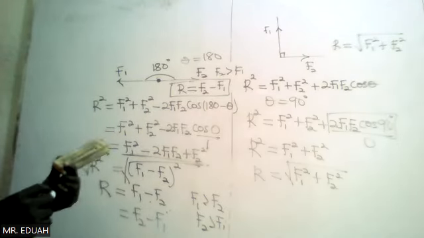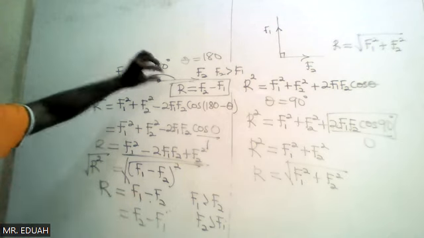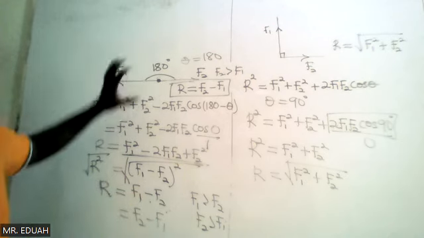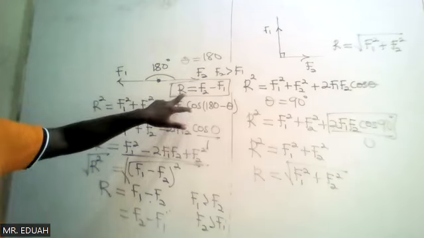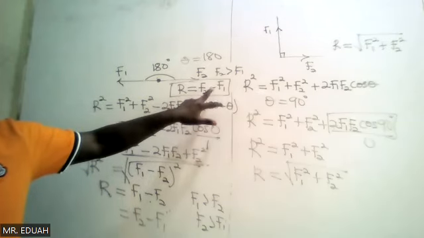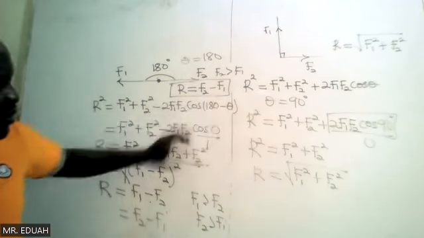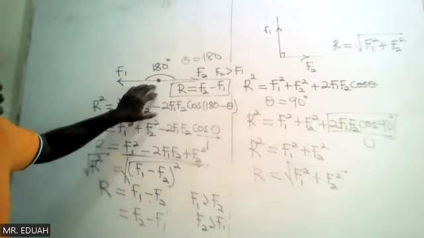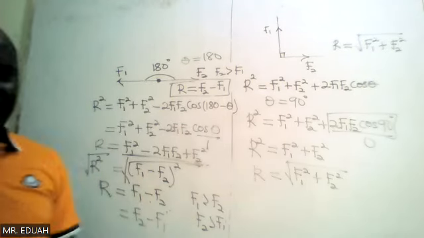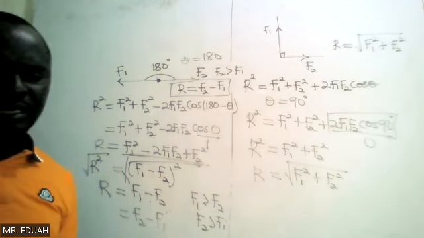All that I'm saying is that when two forces are acting in this manner, the resultant can easily be determined using this. But we can also use the cosine rule to do the same thing. So that's basically what I'm saying.